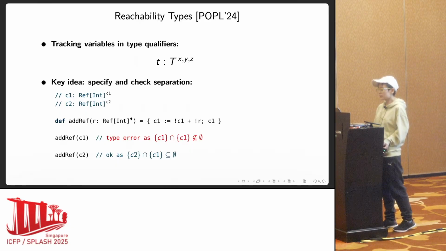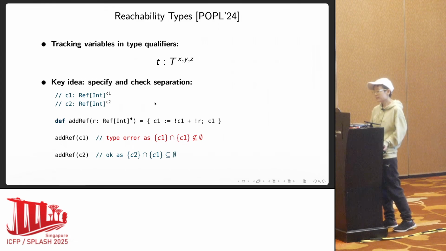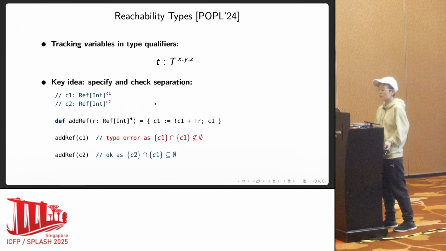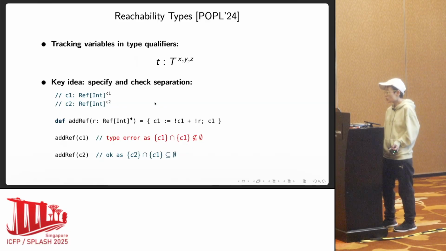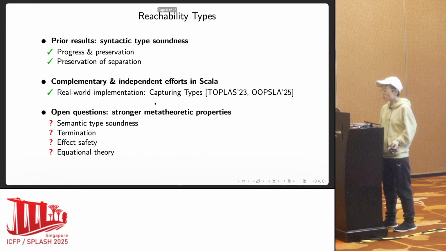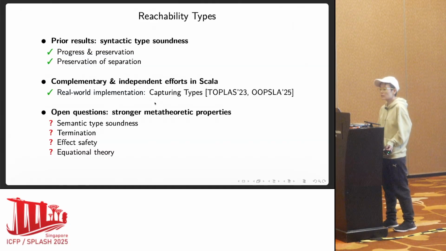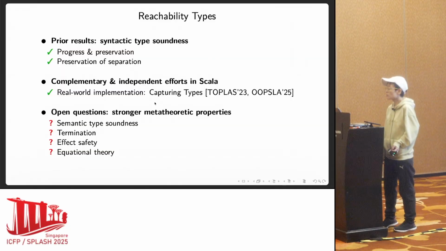Here, the type tells us the two variables reach separate locations. Now, the qualifier on the argument here, the diamond, says the reachable locations from the argument are separated from the reachable locations from the function. Calling the function with c1 is a type error, calling with c2 is okay. This is because our syntactic separation guarantees semantic separation. Based on our previous results, we proved syntactic type soundness using progress and preservation. Also, we proved the preservation of separation.